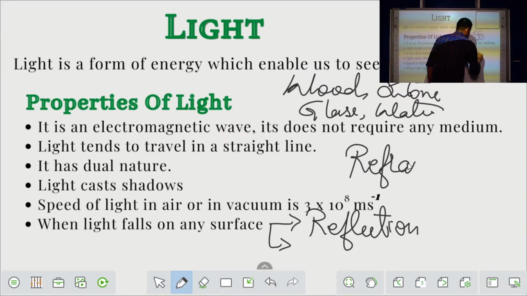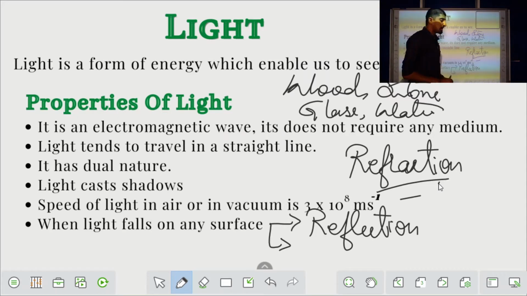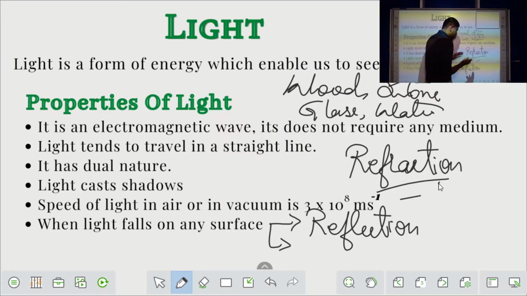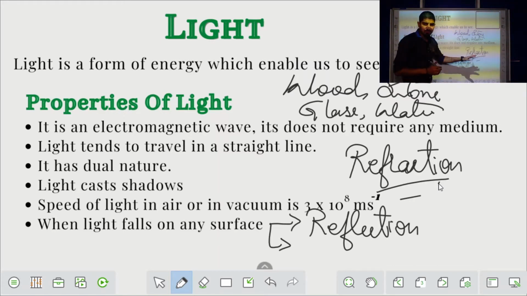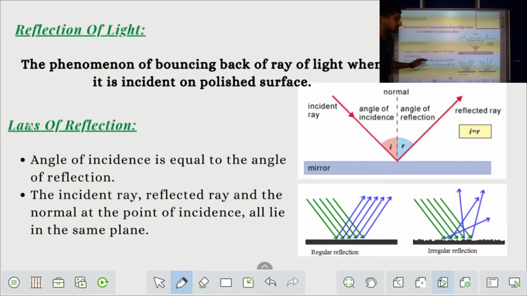So these two concepts or natural phenomena, based on this, how do we study? What do we study in this chapter? That's the most interesting part that we will see in this chapter. First we understand what reflection is, then we will study refraction, then how reflection and refraction are applied in different devices. That is what we are going to see. So let's begin with the first phenomenon, that is reflection of light.